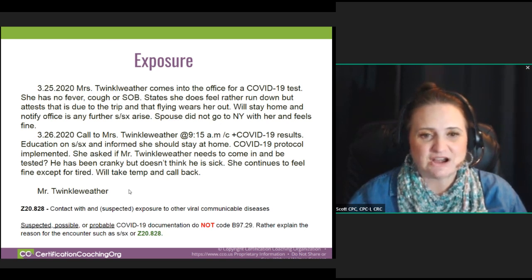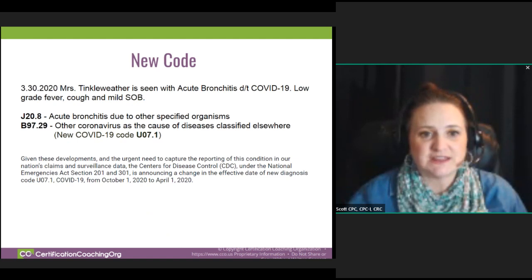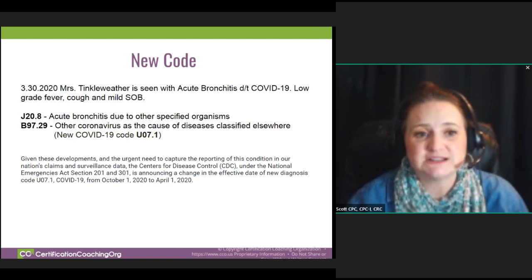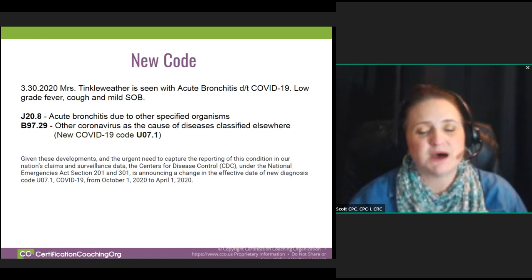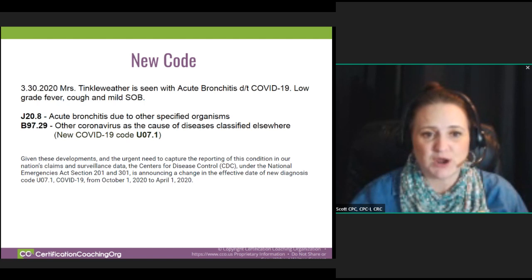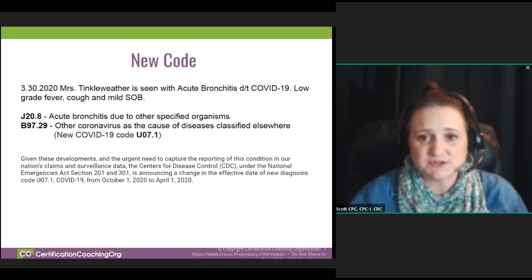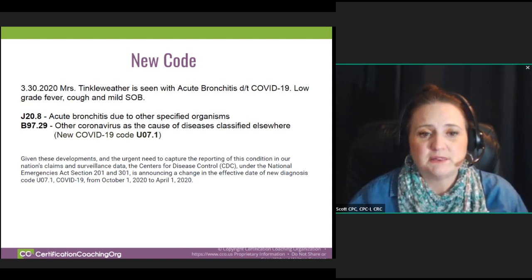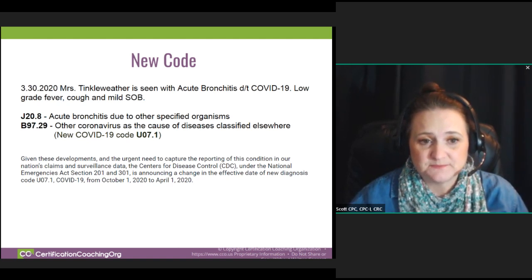Now, let's talk about on the 30th, Mrs. Tinkleweather is seen with an acute bronchitis due to COVID-19, low-grade fever, cough, and some mild shortness of breath. Okay, so we're not going to code the signs and symptoms. We know those are the signs and symptoms for COVID-19. And I've got those codes for you guys too. But we have an acute bronchitis and we need to code that. So that's J20.8.